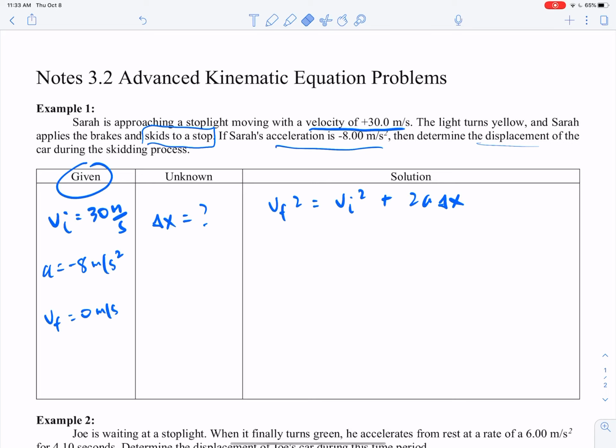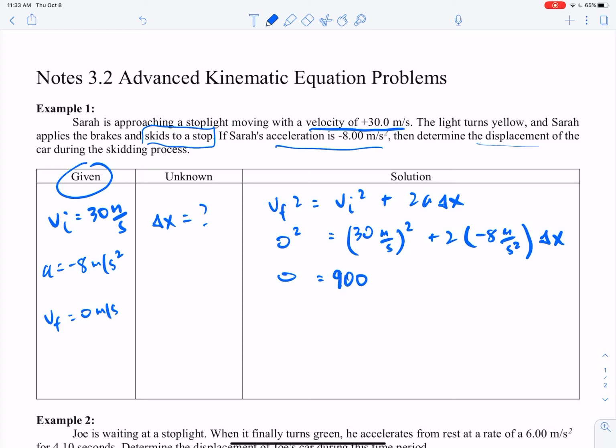The final velocity is 0. The initial velocity is 30 meters per second. I'm going to square that. 2 times the acceleration, I've got my negative 8 meters per second squared, and then times delta x. So in simplifying this, this is going to go to 0. This is going to be 900, and I can apply the square to the units as well. So it would be meters squared per second squared. This is going to be minus 16 meters per second squared, and then times my delta x.